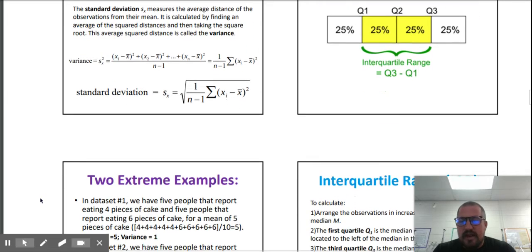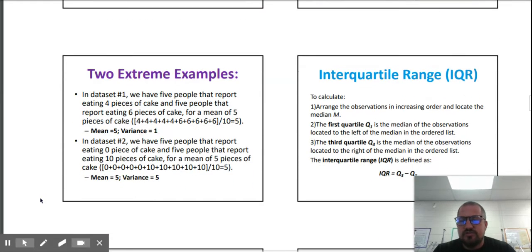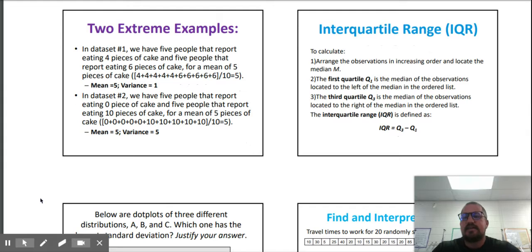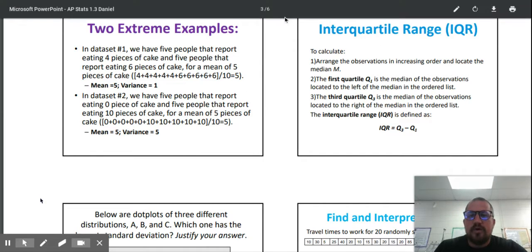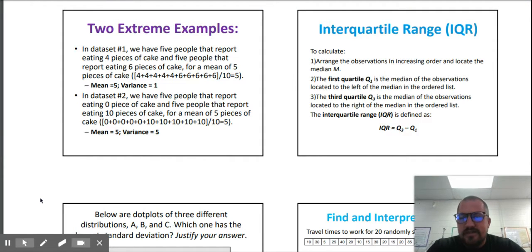And so now I come up with two extreme examples. So let's look at this. In data set 1, we have 5 people that report eating 4 pieces of cake and 5 people that report eating 6 pieces of cake. So the mean, when we add all these together, is 5. The variance is 1, and we'll talk about variance later. Variance is standard deviation squared. It's a measure of how much the observations vary from the mean.